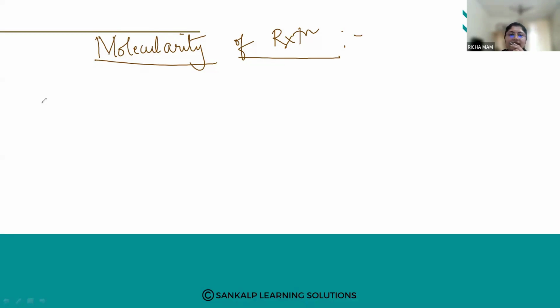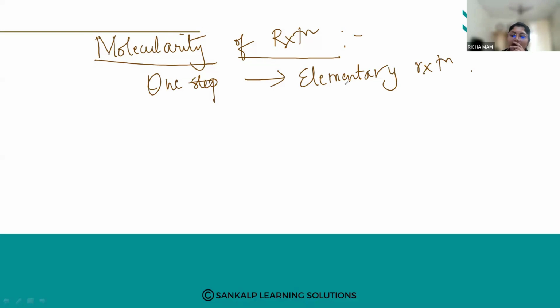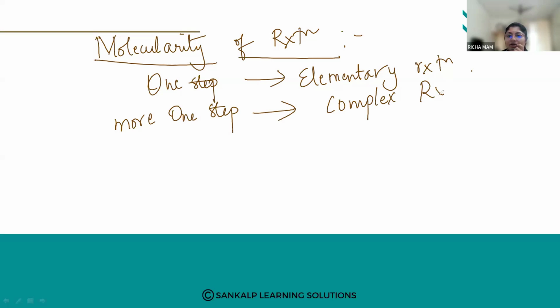Whenever a reaction takes place in only one step, some reactions take place in only one step. Such reactions are called elementary reactions, one step reactions. And sometimes a reaction proceeds in more than one step. Then such reactions are called complex reactions.